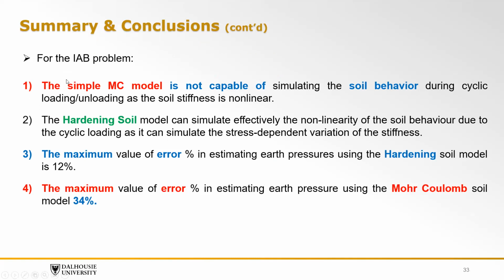However, for the integral abutment bridge problem, we showed that the simple elastic, perfectly plastic Mohr-Coulomb model, which is used frequently by engineers to design such structures, is not capable of simulating the soil behavior during cyclic loading and unloading, and that the hardening soil model was a better model to use. The maximum error of the hardening soil model was much lower than 12%, whereas the error for the Mohr-Coulomb soil model was 34%, about one third.